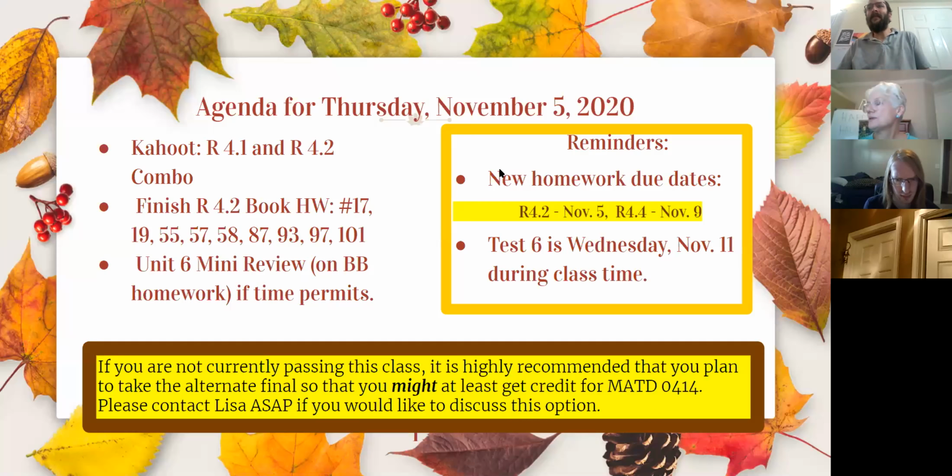So the new homework due dates: 4.2 is due today, and then 4.4 will be due on Monday because that's when we cover it. Test 6 is Wednesday, November 11th during class time. That's the day before Thanksgiving.